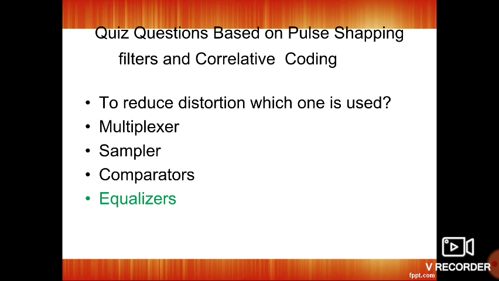We have one quiz question based upon this. To reduce distortion, which one is used? Multiplexer, sampler, comparators, or equalizers? We use equalizers to reduce the distortion.